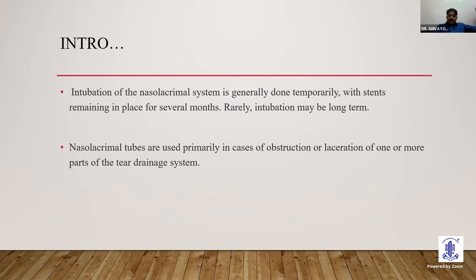In my practice here, I use only 2 types of stents: the bicanalicular stent, that is the Crawford tube, and the monocanalicular stent, that is the mini Monoka stent.